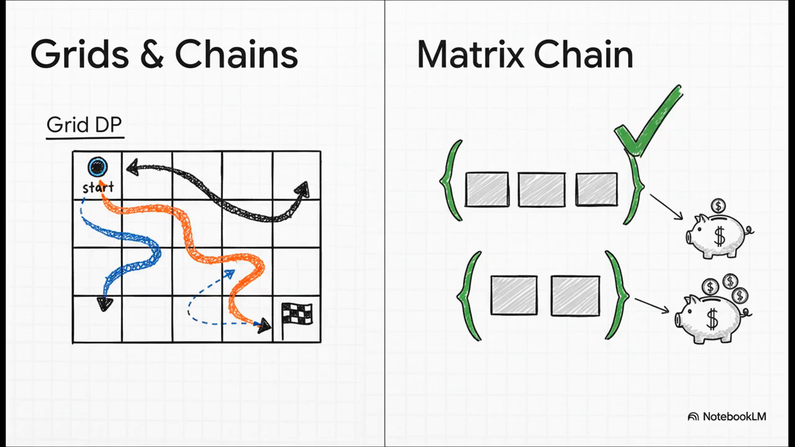Then, on the other hand, you have a trickier one, matrix chain multiplication. The challenge here is fascinating. It's not about doing the math to multiply the matrices. It's about figuring out the most efficient order to do it in, where to put the parentheses, to minimize the total number of little calculations you have to do.